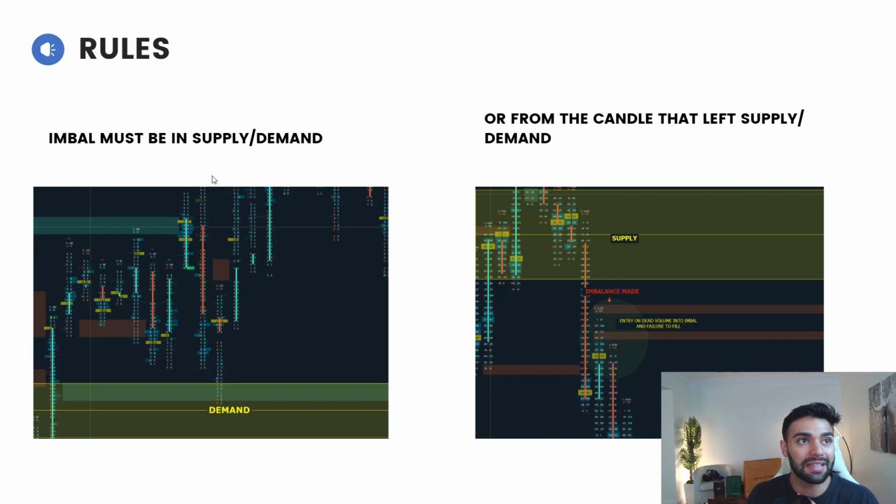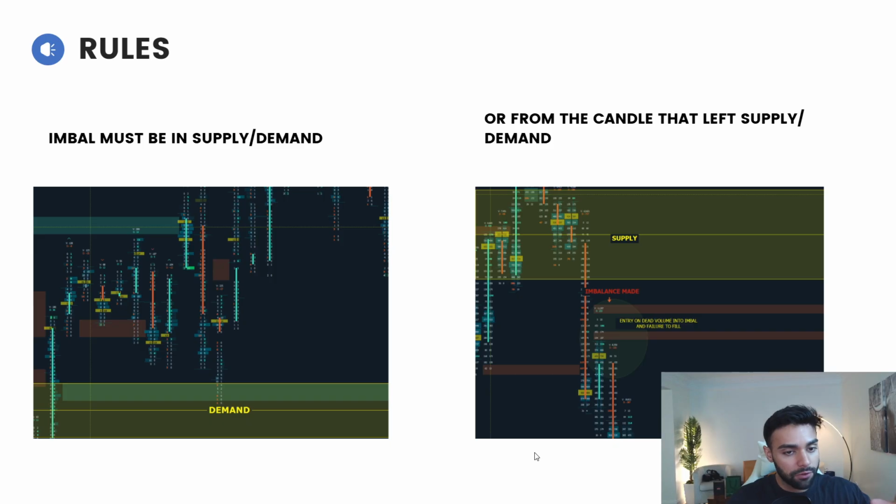The imbalance must be either in supply or demand, or it must be from the candle that left supply and demand. If it's a random imbalance on a random level, on no key levels, a random spot on the chart in between two levels, whatever it is, if it's not in supply and demand or a candle that left supply and demand, I will not trade it.